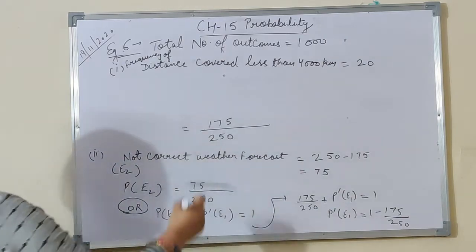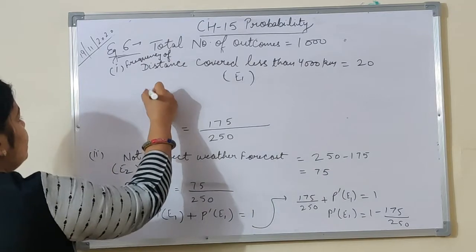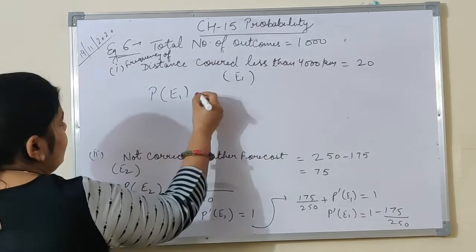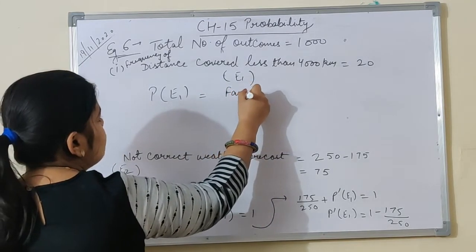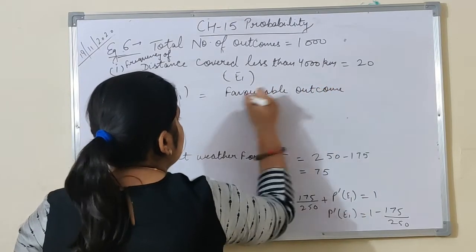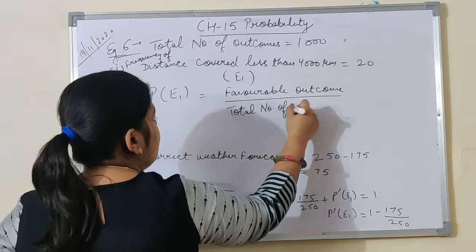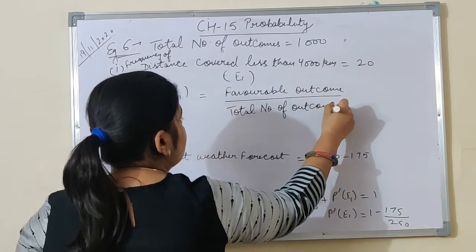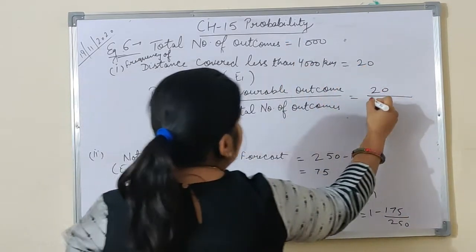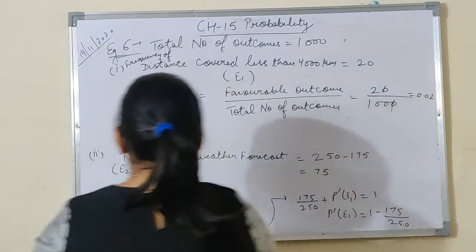Now this is our event 1, so I'm denoting it with E1. Now we have to find the probability of event 1, and the formula you all know: favorable outcome divided by total number of outcomes. So here I'm just applying the formula, that is 20 divided by 1000, and if you solve it, you will get the answer as 0.02.